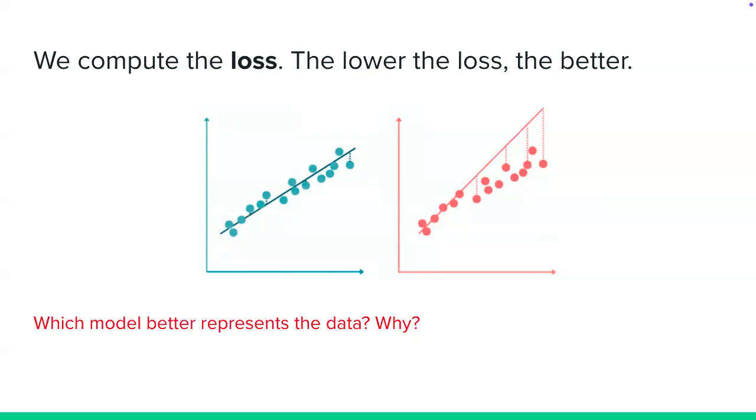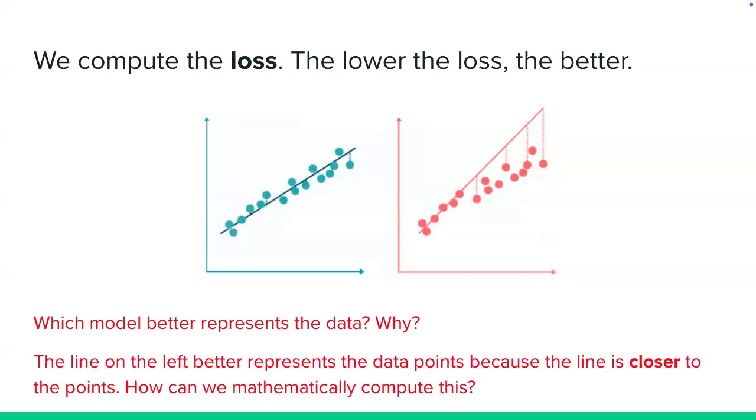Now I want to ask you all, what do you think? Which model better represents this data? Is it the blue line, or is it the red line? How many people think it's blue? Raise your hand. How many people think it's red? So the answer is the blue line.